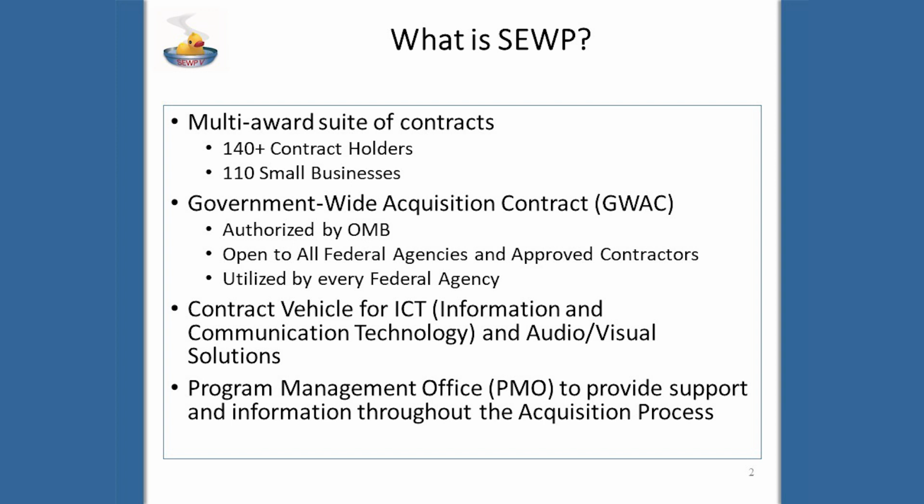SEWP is also a government-wide acquisition contract vehicle. NASA, along with NIH through the NITAC contracts and GSA, primarily through the Alliant contracts, are the three GWAC agencies that are authorized by the Office of Management and Budget, OMB, to produce these GWAC vehicles. As a GWAC vehicle, one of the key features is that we are open to all federal agencies. But what makes SEWP unique, we're the only contract vehicle that is actually utilized by every federal agency.